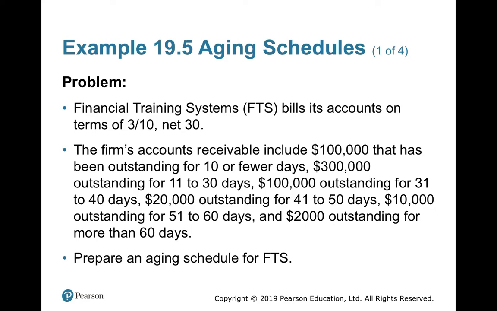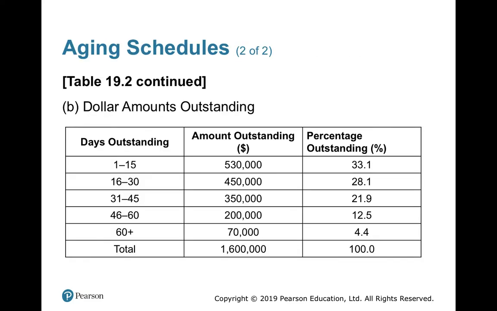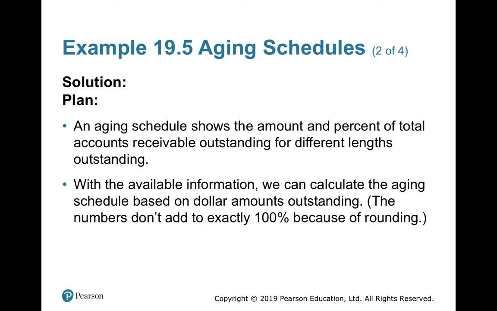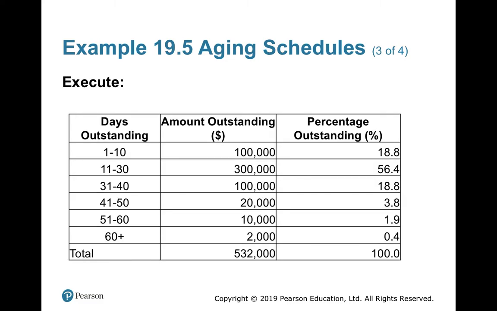Easy. As I said, the aging schedule differs from company to company. In the previous company we saw 1 to 15, 16 to 30. Here it will be a 10 days gap. 1 to 10 days, 100,000. 11 to 30 days, 300,000. 31 to 40 days, 100,000. 41 to 50 days, 20,000. 51 to 60 days, 10,000. More than 60 days, 2,000. You can prepare the aging schedule like this.